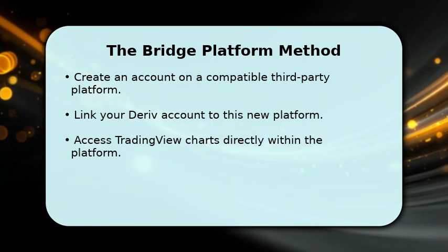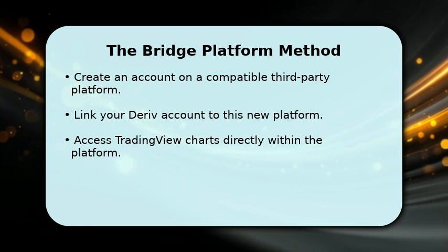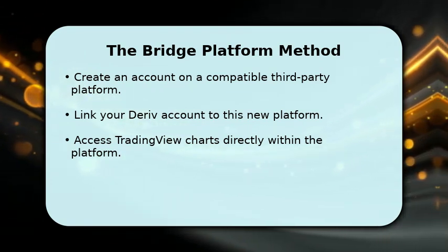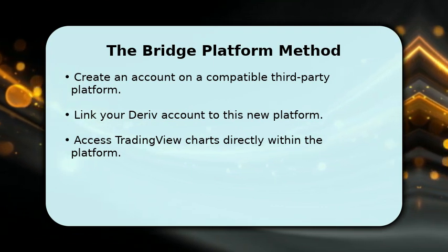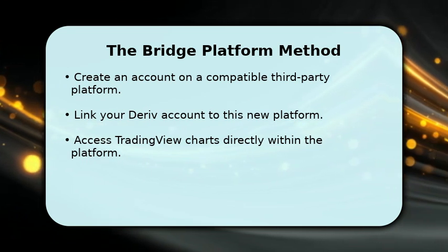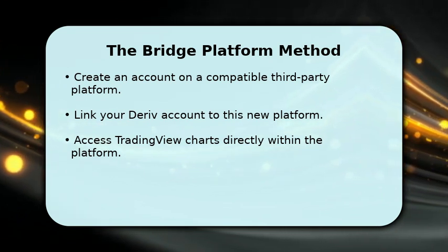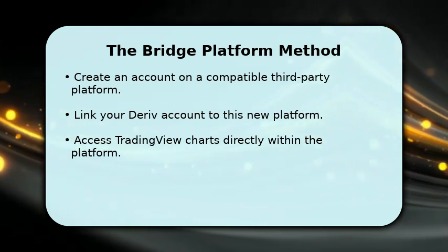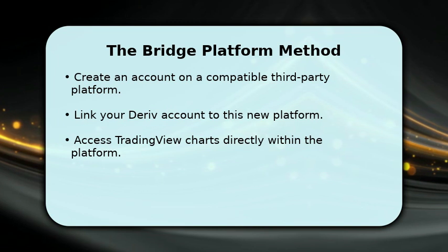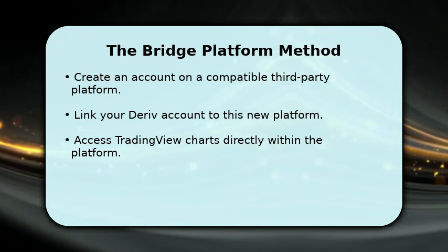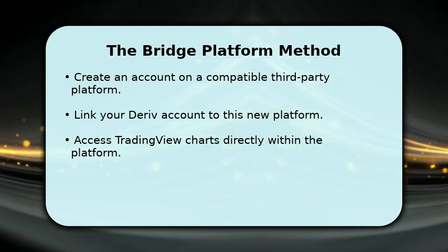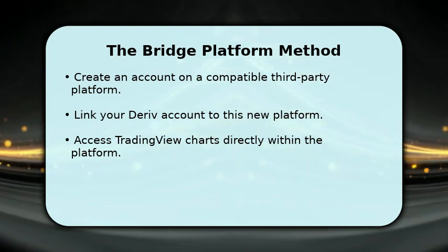To begin, you'll need to create an account on a specific third-party platform designed to bridge these services. Once your account is set up, the next crucial step involves securely linking your existing Deriv account to this new platform. This connection is essential for trade execution. After successful linking, you can then access and utilize the full suite of TradingView charts and analytical tools directly within the interface of your chosen bridge platform. It's a streamlined way to combine powerful analysis with efficient trading.